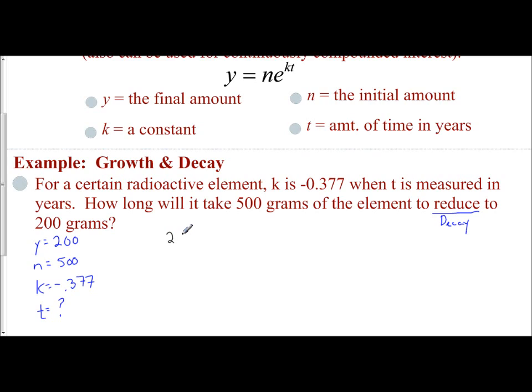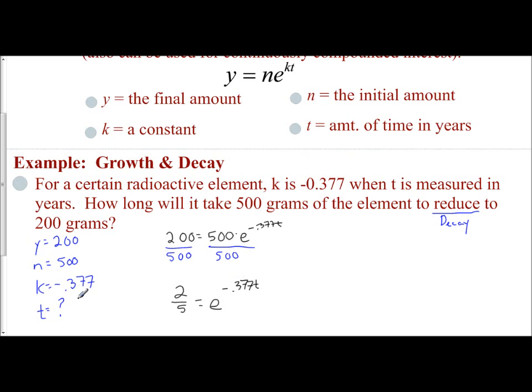Y equals 200 equals N, which is 500, times E to the KT power, so negative 0.377 times T. First thing I'm going to do is divide both sides by my coefficient of the base E. I'm going to divide both sides by 500. And that's going to give me, if I simplify it down, 2/5 equals E to the negative 0.377 T power.